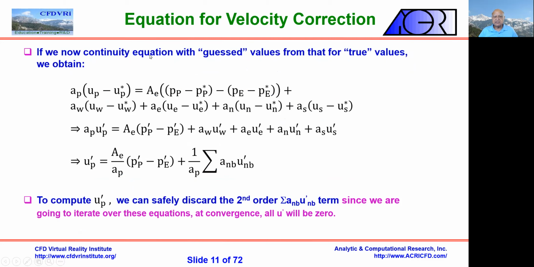So now if we take the guessed values and the true values and put them in the equation, what we'll find is that the continuity equation reduces to a coefficient times a value, which is the difference between the guessed and the actual velocity we want. On the right-hand side there will be the pressures, P prime minus P star and so on. This is the term that will have the pressure gradient. And then there'll be a term on the right-hand side with the difference between the guessed velocity and the actual velocity, right?